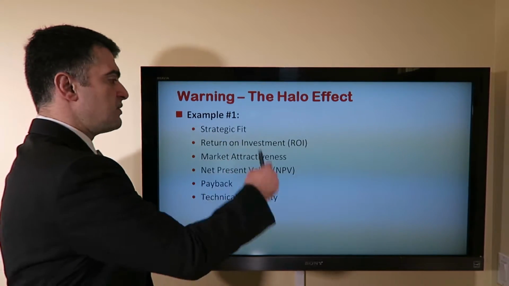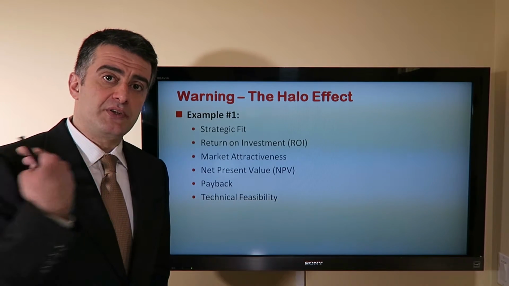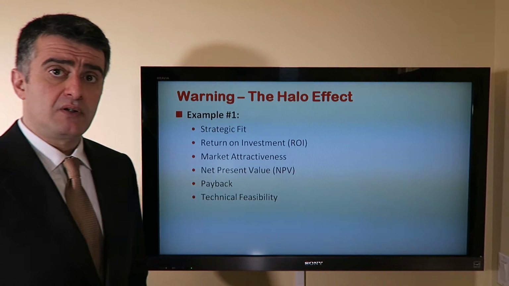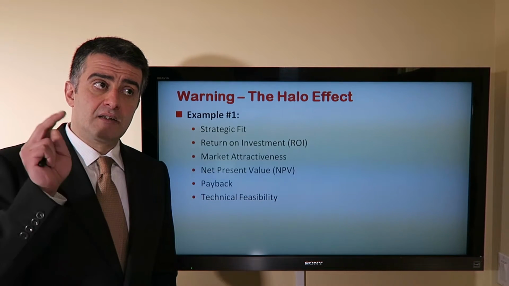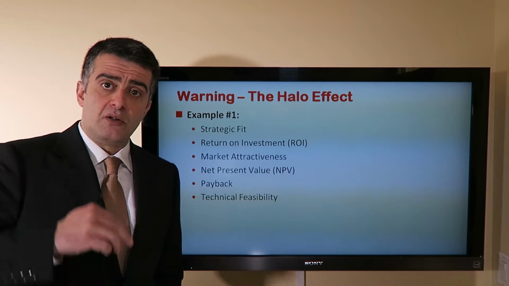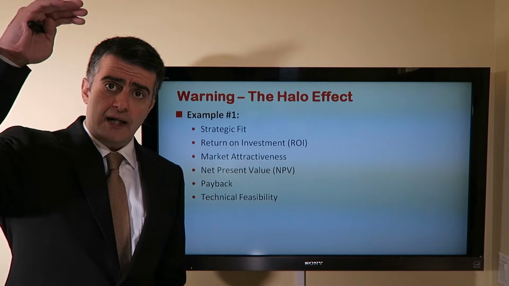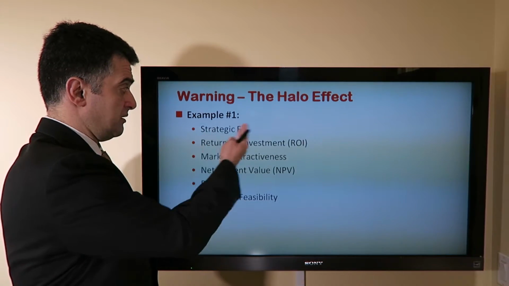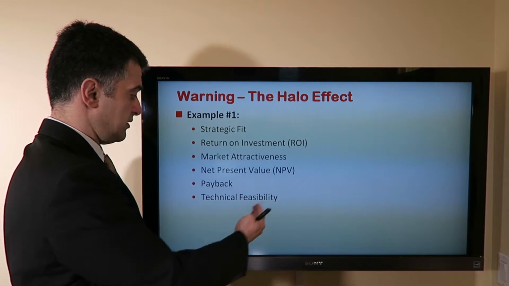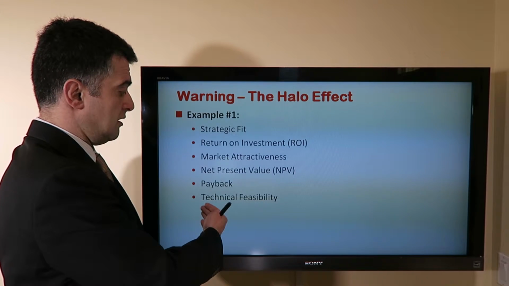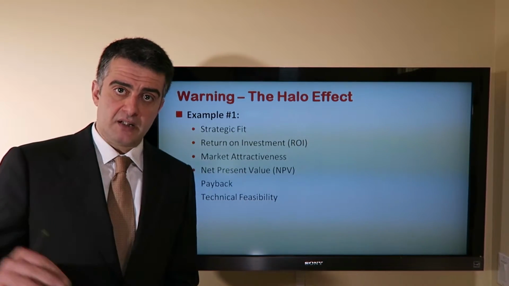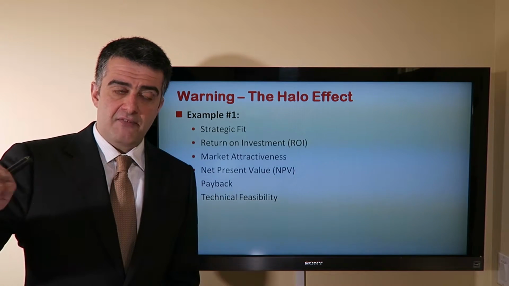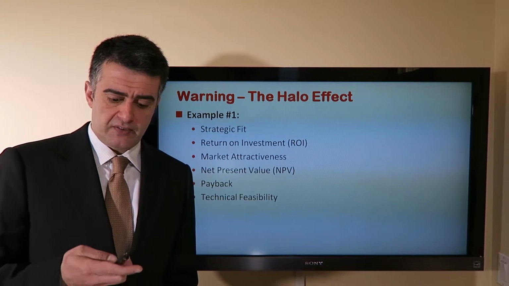So if we stick to this model and we start putting the project proposals through this model, you will very quickly discover that the projects that look financially attractive will rise to the very top, and all other projects that might be, say, strategically important or have high market attractiveness or have high technical feasibility will be penalized for that. You want to have a uniform approach to these variables.